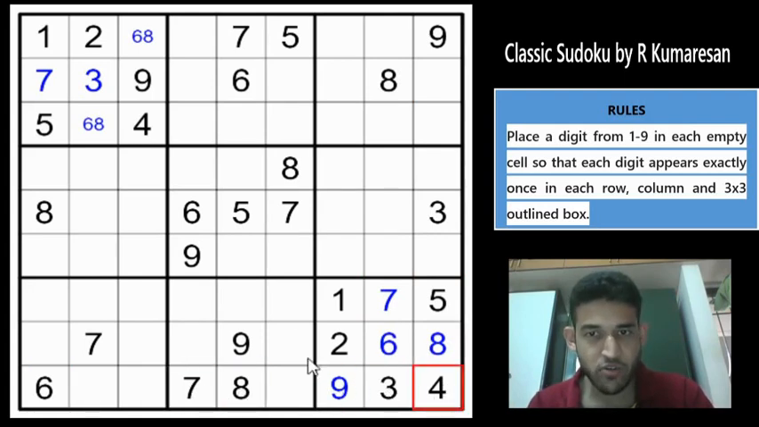The remaining digits are 1, 2 and 5. You have a 5 here, so this is 1 and 2. This is 1, 2, 5 and this is 1, 2 and 5. So where do we focus on now?